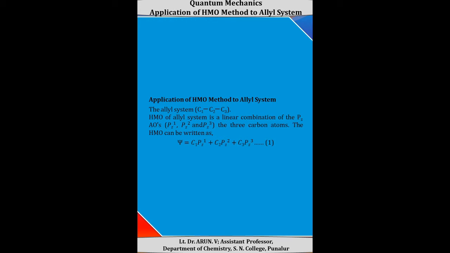Let us take the allyl system. The allyl system has 3 carbon atoms, named C1, C2 and C3. The HMO, Huckel molecular orbital, of the allyl system is a linear combination of the pz atomic orbitals of the 3 carbon atoms C1, C2 and C3, named pz1, pz2 and pz3. Therefore, the Huckel molecular orbital can be written as psi is equal to C1 pz1 plus C2 pz2 plus C3 pz3.